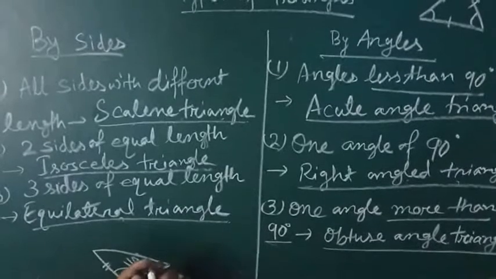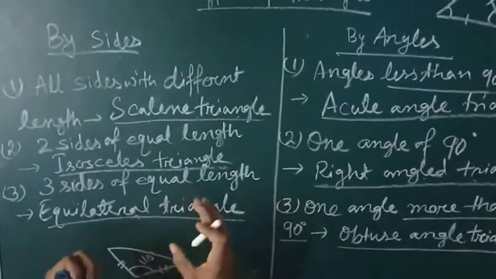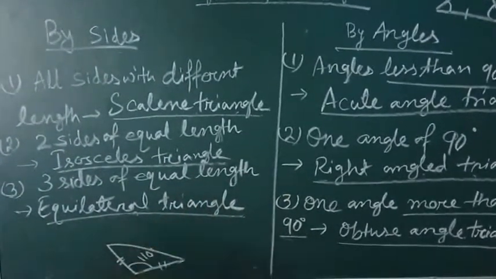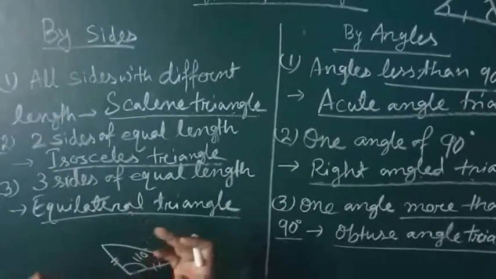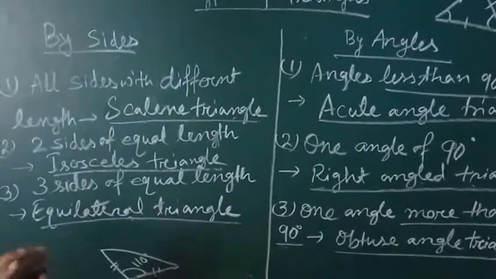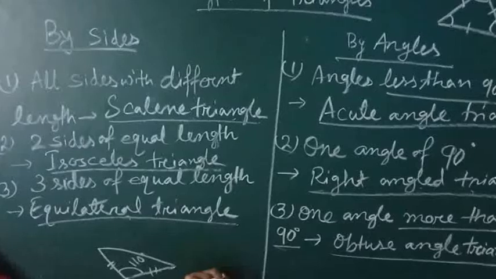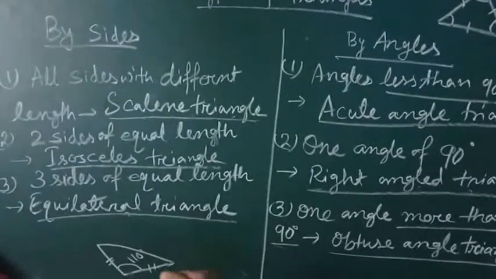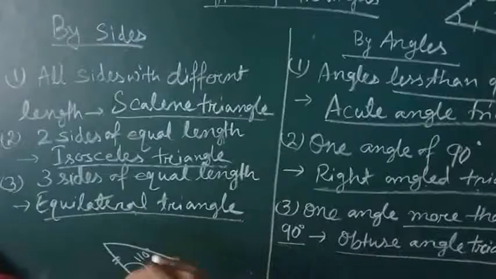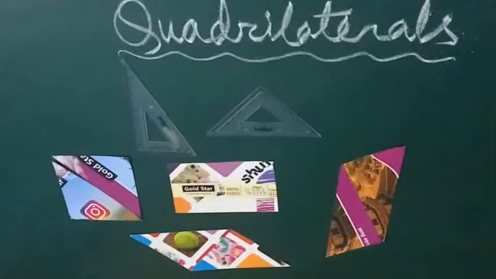You solve these questions, and now I will show you one activity where, by using the set square, you can identify or make different quadrilaterals. Quadrilaterals means what? It is a four-sided polygon. This is a closed figure. It is a polygon made up of four line segments. Let's come to this activity.